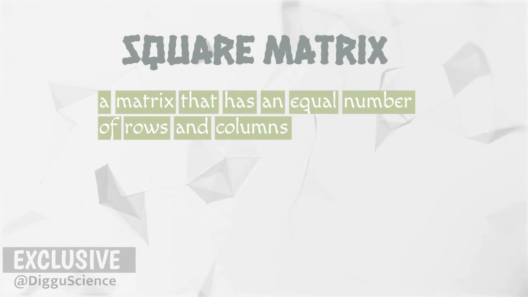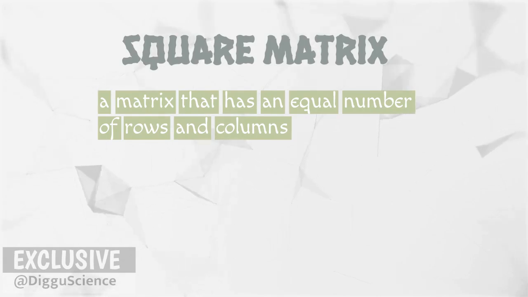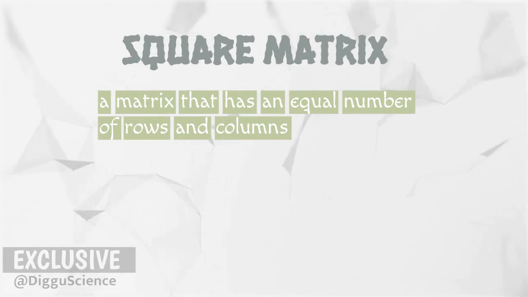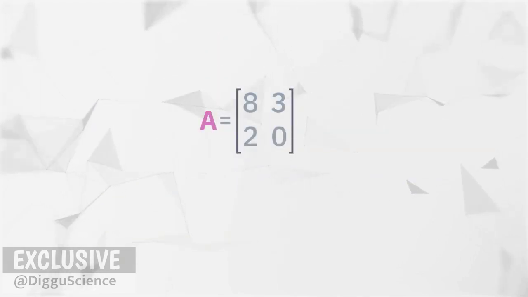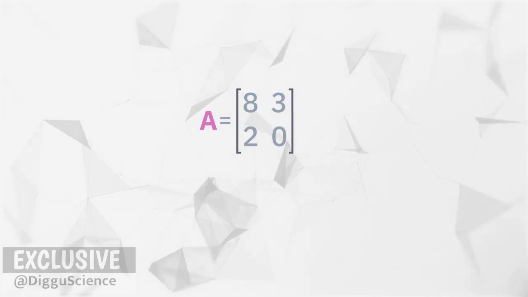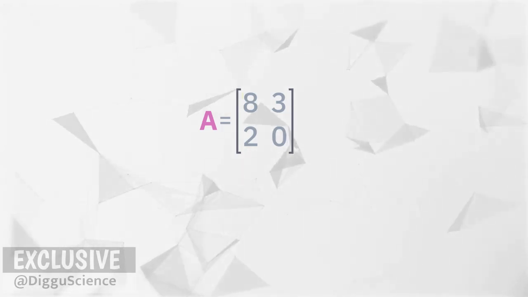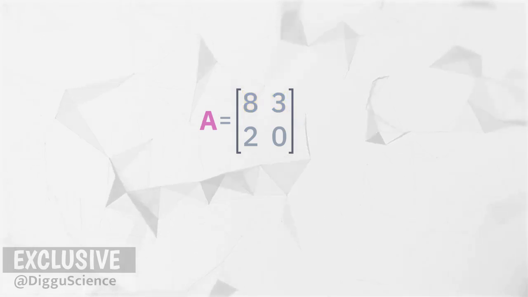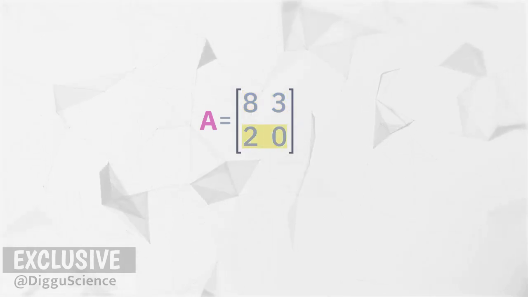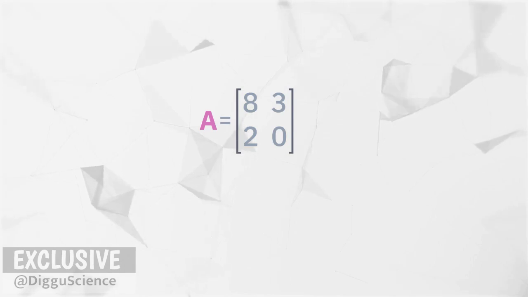A square matrix is a matrix that has an equal number of rows and columns. For example, matrix A has 4 elements. Matrix elements 8 and 3 are in row 1. Matrix elements 2 and 0 are in row 2. This means that matrix A has 2 rows.